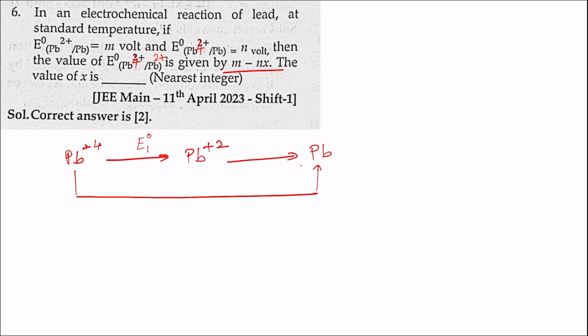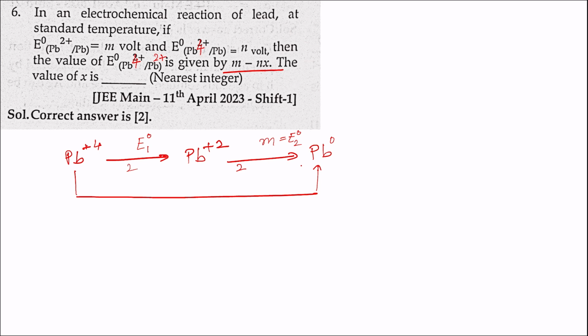Number of electrons involved in this step is 2. Lead from plus 2 to lead. This is given in the question as m volts, let it be equal to E naught 2. Number of electrons involved in this step is also 2, lead from plus 2 changing to lead in 0 oxidation state. So total electrons accepted in this step is 2 electrons.